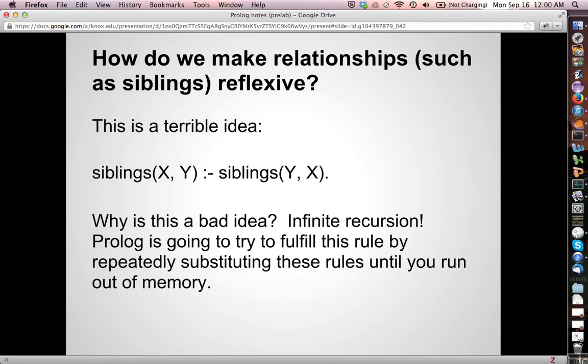So how would we make this reflexive? Here's a way not to do it. Siblings X Y is true if siblings Y X is true. Why is this a bad idea? Well, this leads to an infinite recursion. Because remember, Prolog tries to solve things by repeatedly plugging in different rules. So it's going to say, siblings X Y if siblings Y X, so let's plug that in. Well, siblings Y X if siblings X Y, and it's just going to keep plugging these in infinitely, and then it's going to run out of memory and crash. And that's not really what you want to do.